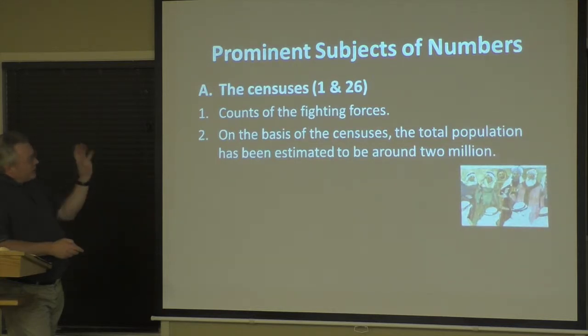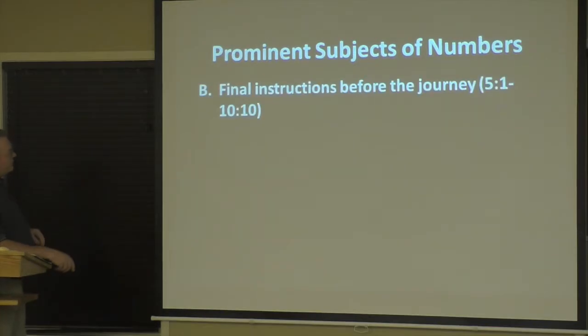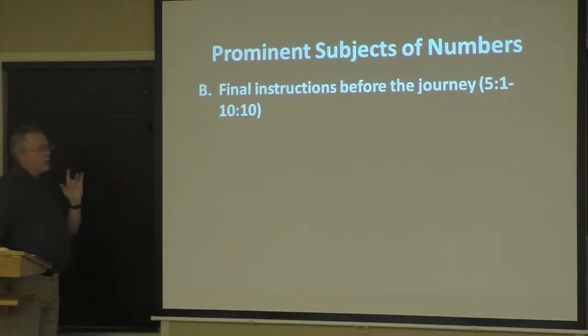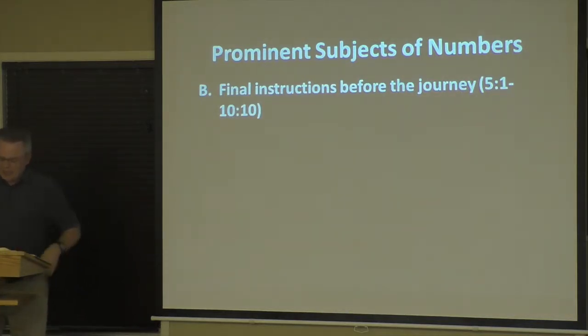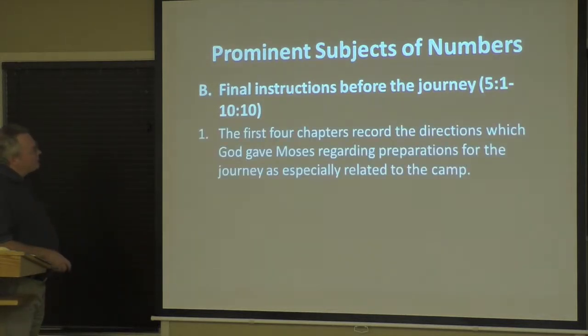So the censuses, both at chapter 1 and chapter 26, are one of the prominent subjects of Numbers. Also, the final instructions before the big journey. This takes us basically from chapters 5 through 10. And what we're going to do here is go into a little detail of what we're finding in the contents of these chapters. The first 4 chapters of Numbers record the directions which God gave Moses regarding the preparations for the journey, especially related to the camp.